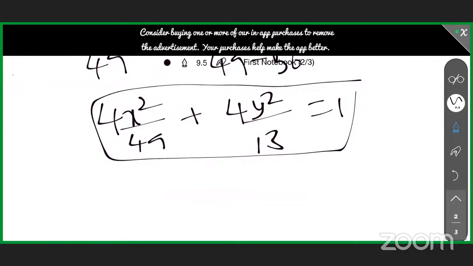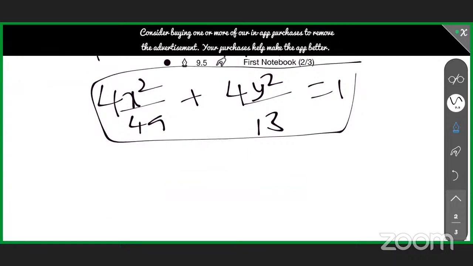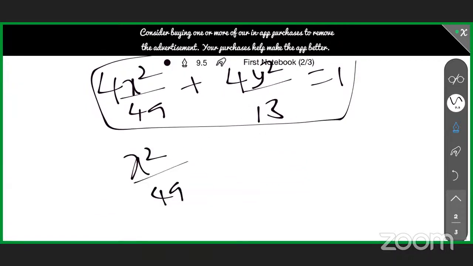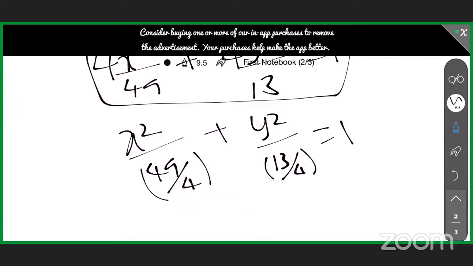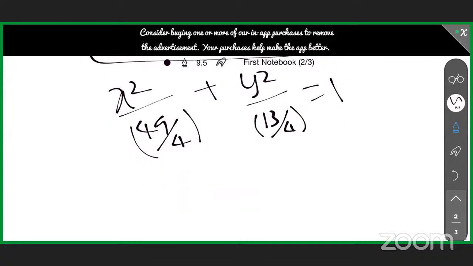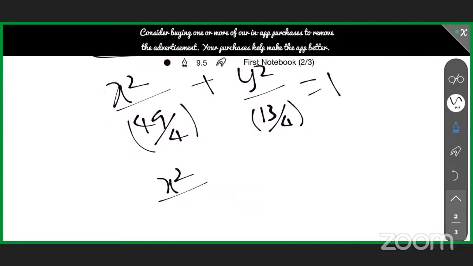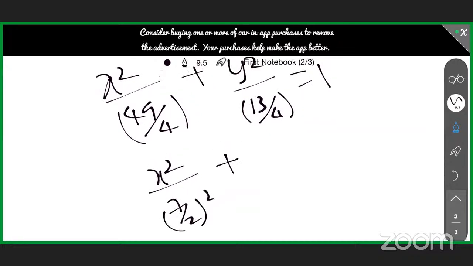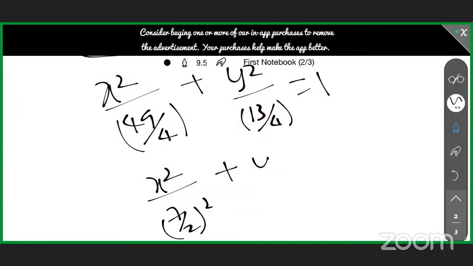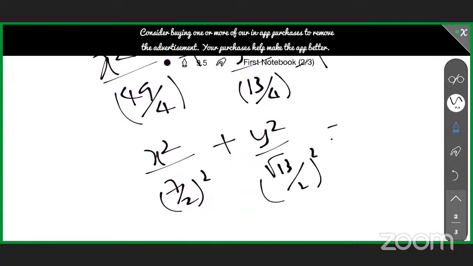If you want to go further, I need to bring it to the standard equation, then x square by 49 by 4 plus y square by 13 by 4 is equal to 1. Or else if you want to simplify much more, you can simplify into x square by 7 by 2 whole square plus y square by root 13 by 2 whole square is equal to 1.